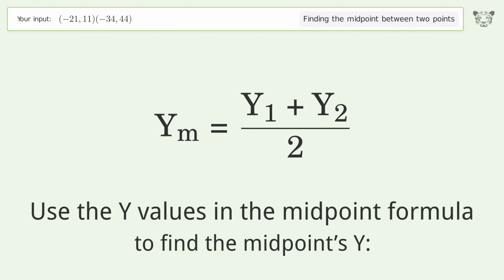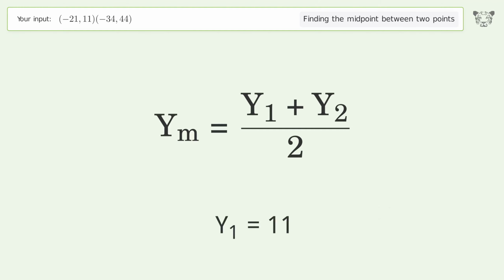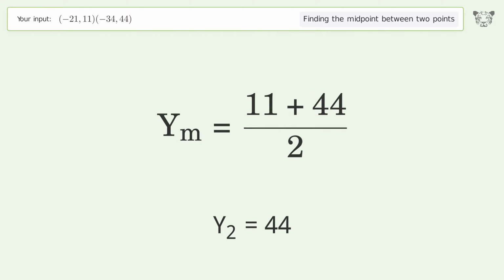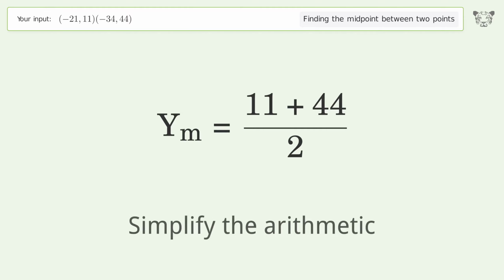Use the y values in the midpoint formula to find the midpoint's y. y1 equals 11. y2 equals 44. Simplify the arithmetic.